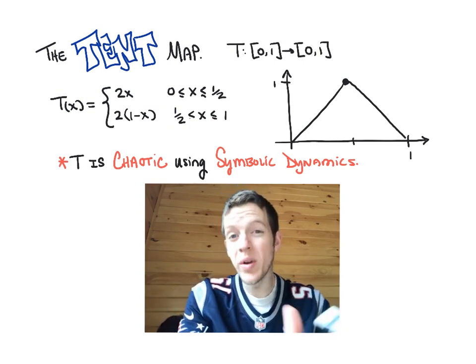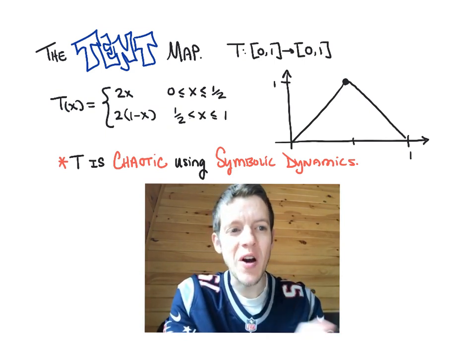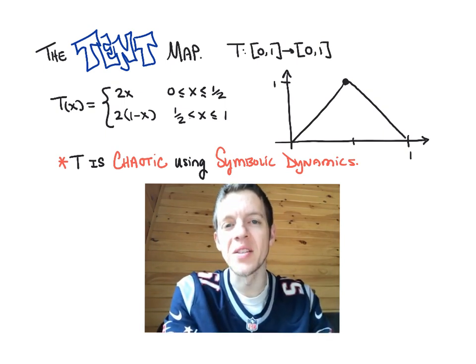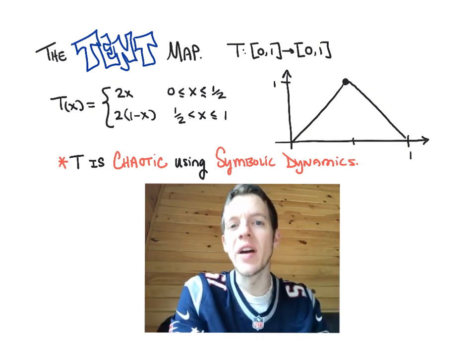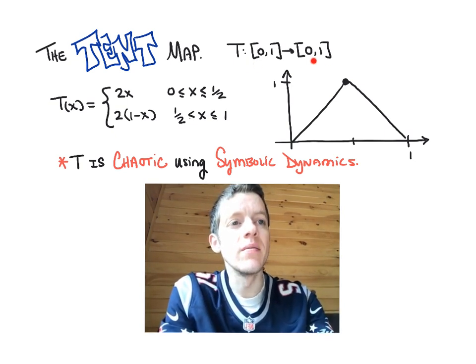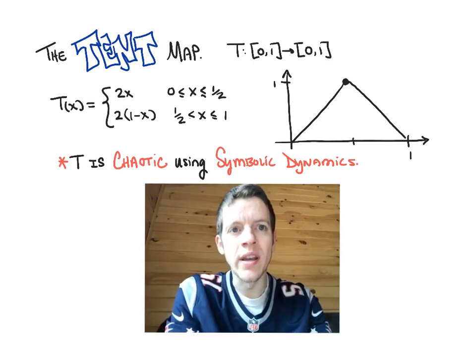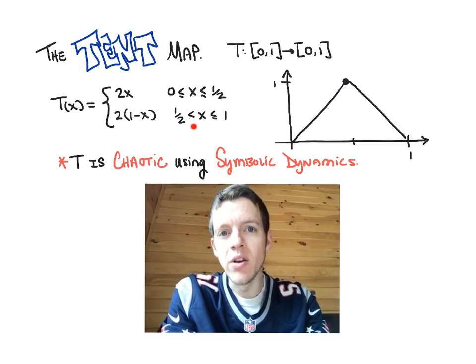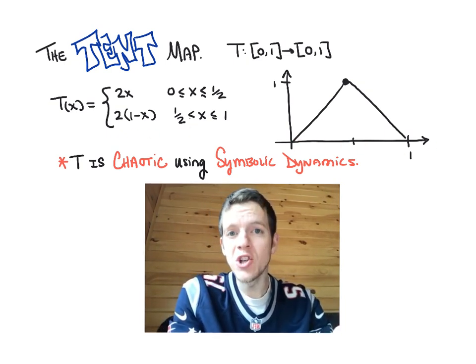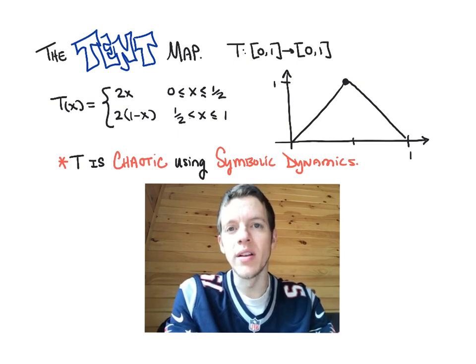Really quickly, before we get to the topic of conjugacy, I want to talk about our good friend, the tent map. We keep coming back to this over and over again this semester, and we keep alluding to the fact that it's chaotic. So our tent map, T, goes from [0, 1] to [0, 1]. It's defined here as a piecewise linear function, and here's the graph of it.